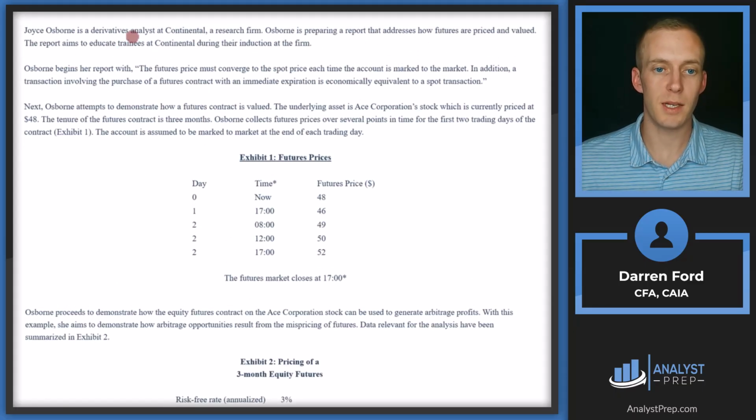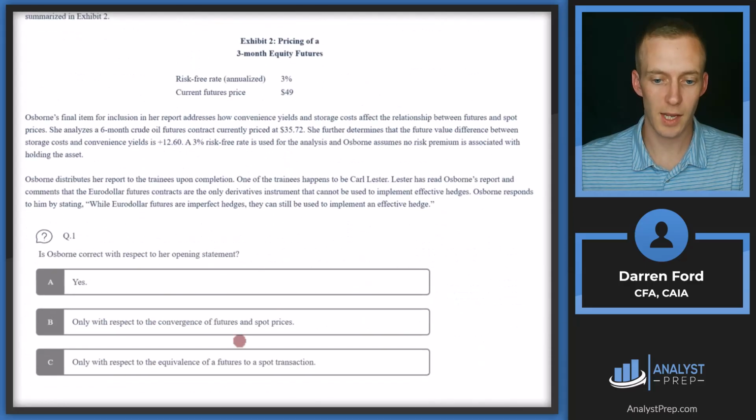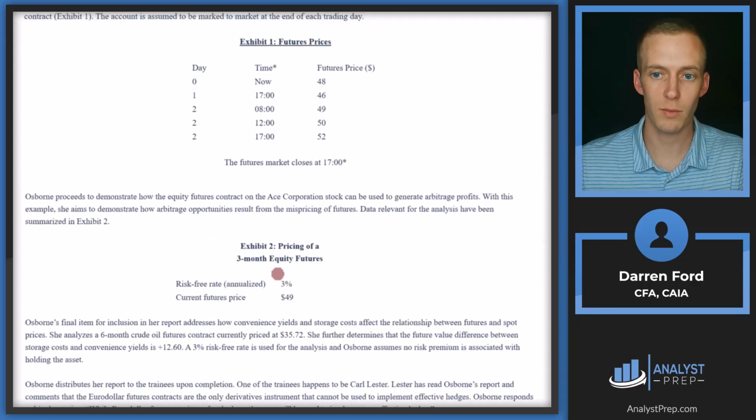Joyce Osborne is a derivatives analyst at Continental, a research firm. Osborne is preparing a report that addresses how futures are priced and valued. The report aims to educate trainees at Continental during their induction at the firm. Osborne begins her report with, so it looks like this is her statement, the futures price must converge to the spot price each time the account is marked to the market. So that looks like it's related to answer B right here. So whether that's correct or not will be important.